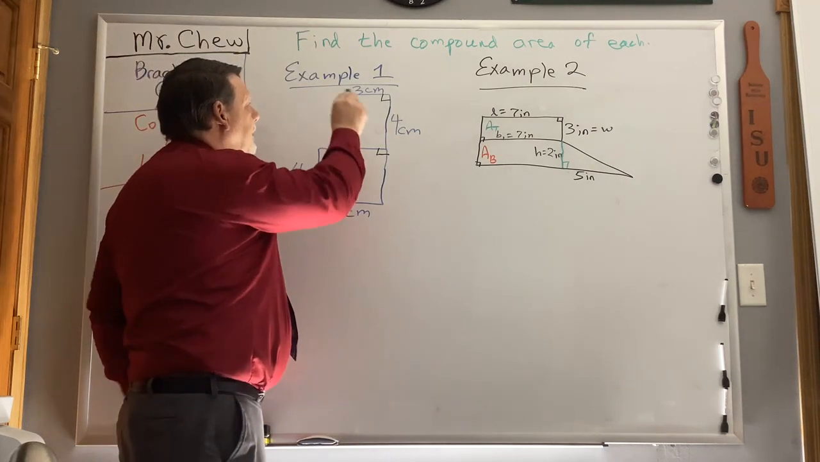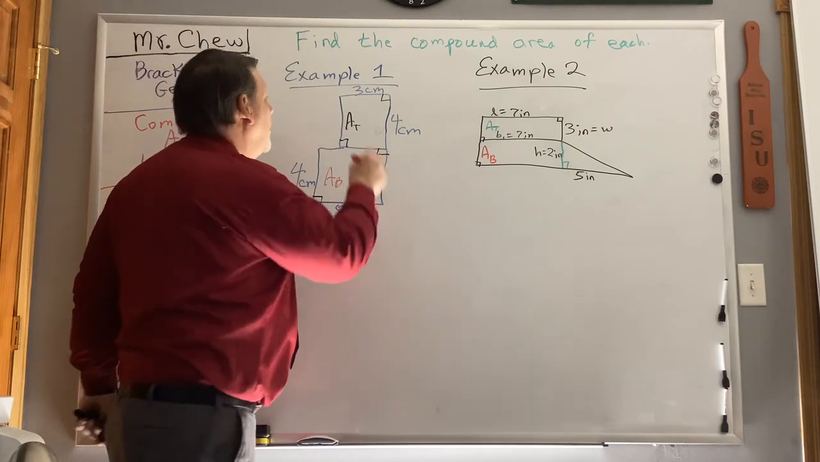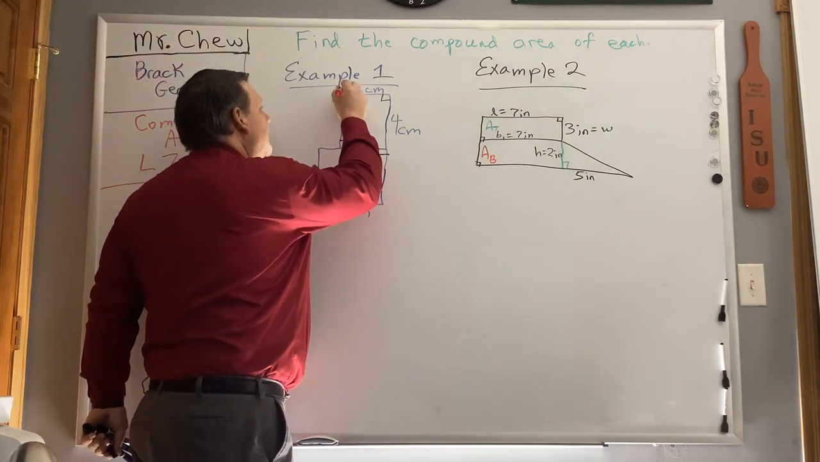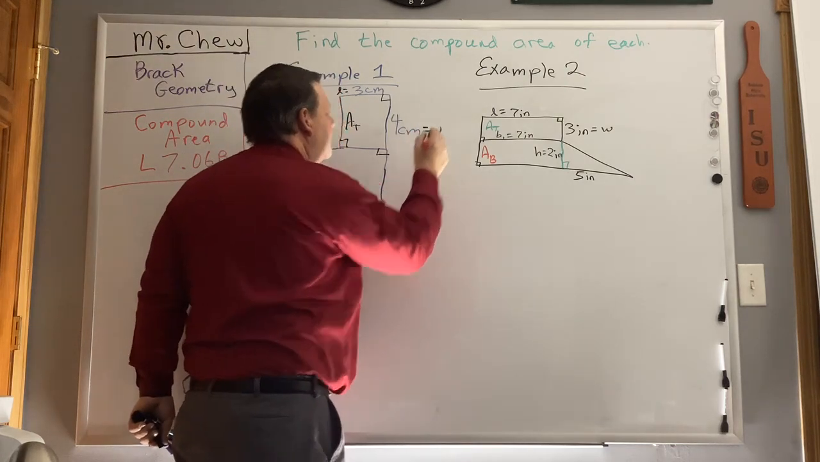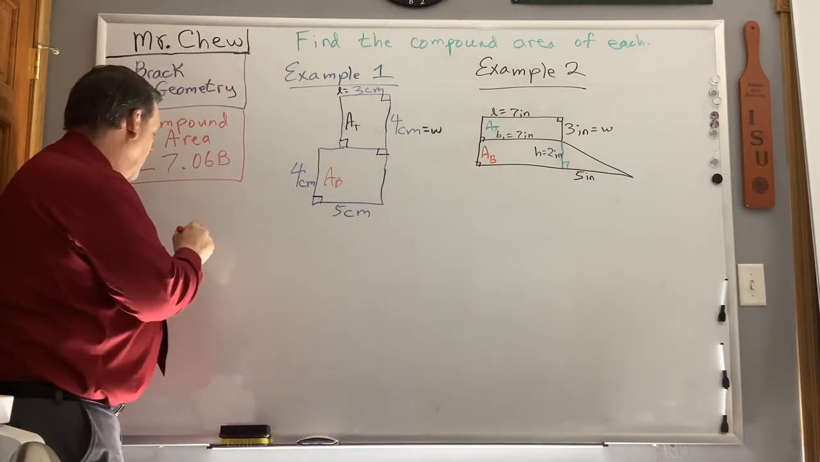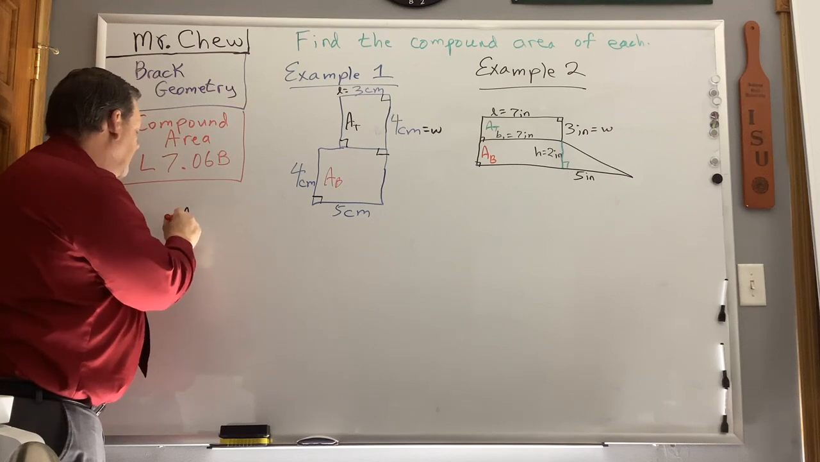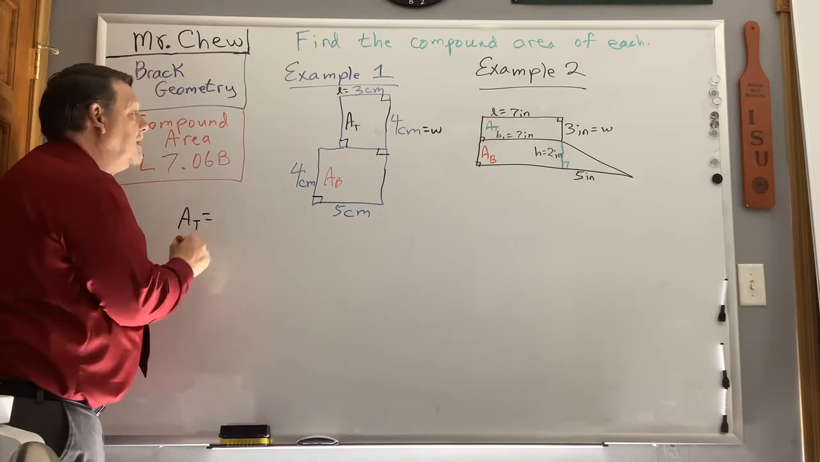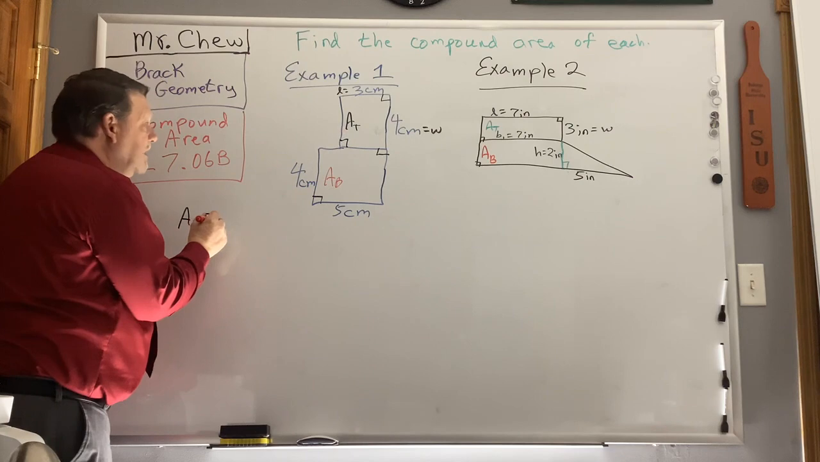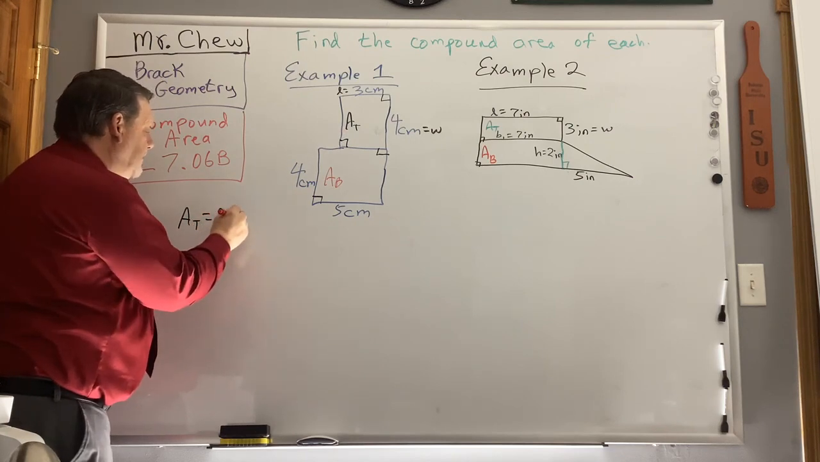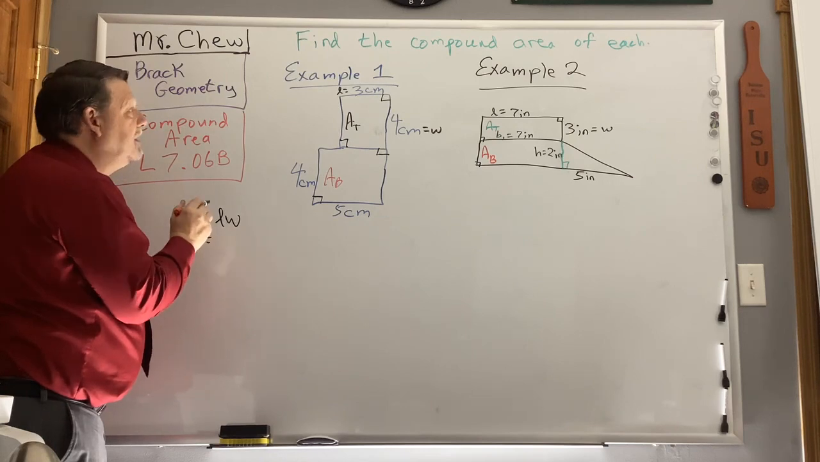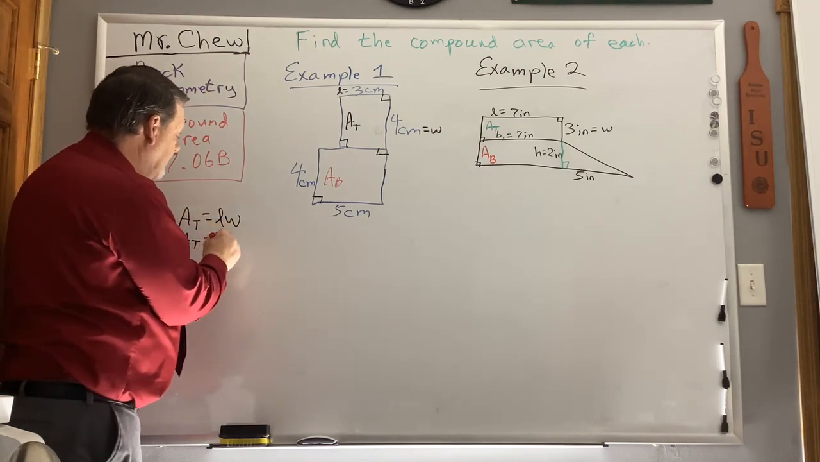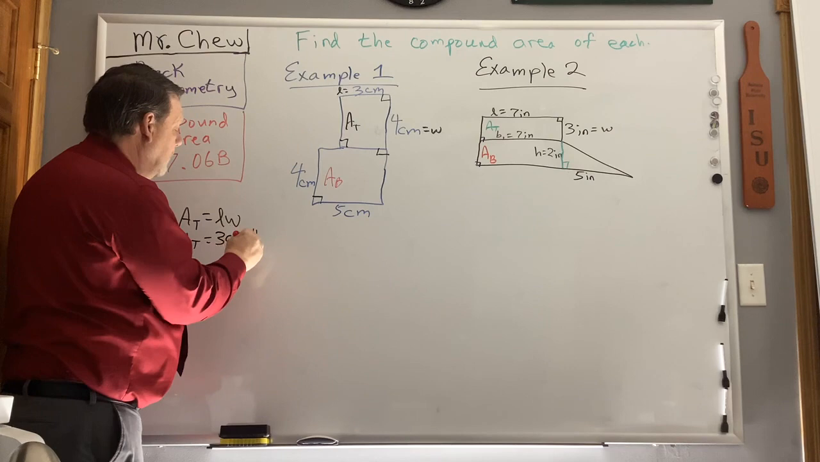So at the top, I need to talk about what my length is. We're going to say the length is 3 centimeters, and we're going to say the width is 4 centimeters. So the area of the top, which is in black, that's why I got a little T there, is going to be the length times the width. So the area of the top is 3 centimeters times 4 centimeters.